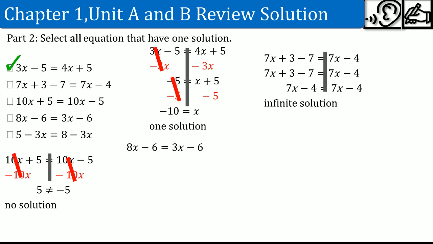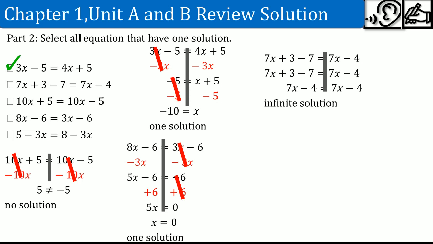Okay. Next, 8x minus 6 equals 3x minus 6. I see an 8x on the left and a 3x on the right. Subtract 3x from both sides so I can get one variable. On the left-hand side, it becomes 5x. Bring down the negative 6. The right-hand side has a negative 6. Plus 6 to both sides, that becomes 0. 5x equals 0. Divide by 5, you still get x equals 0. This is considered a one solution, so that works.